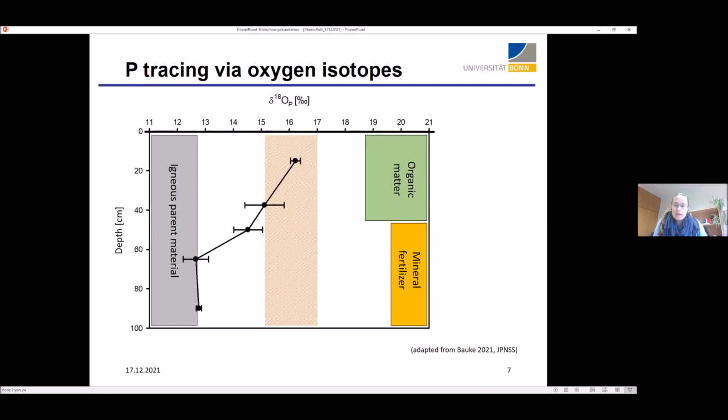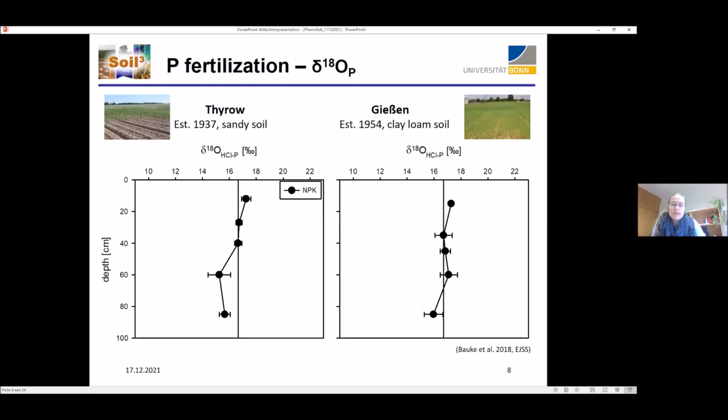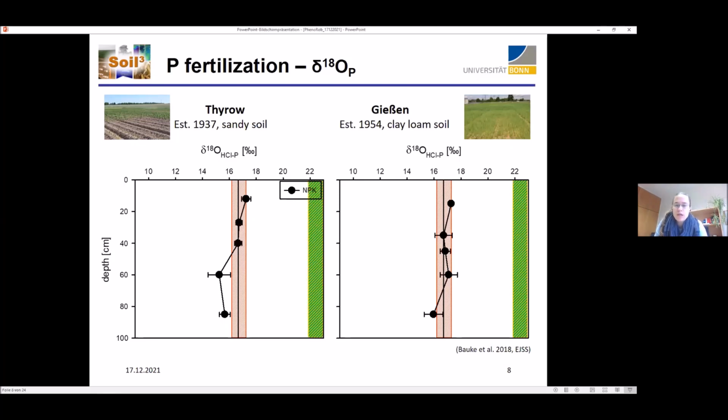Now, if we go back with this information to our field experiments, what you see here are, first of all, the isotope values of the treatments that do receive P fertilizer. And if I now put in the reference values that I've shown you before, so the red one is the range of equilibrium values that we would expect from intensive turnover. We also have the reference values for the organic phosphorus in organic matter or in fertilizer, and we have the reference values of the parent material.